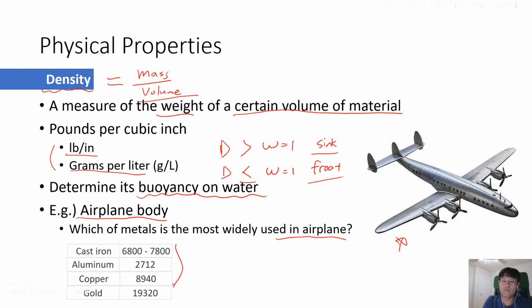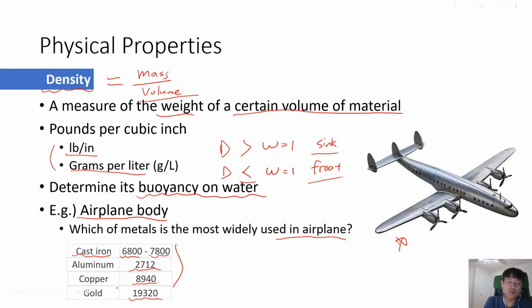So the first and foremost important criterion for an airplane should be that it is lighter, right? Lightweight, lighter than other materials. So cast iron is 6,800 to 7,800, very heavy, right? Heavy material. And aluminum is 2,700, and copper 8,900, and gold 19,000, almost 20,000. Very heavy, right? Gold is a very heavy material.